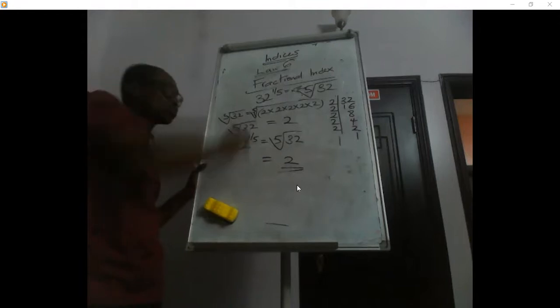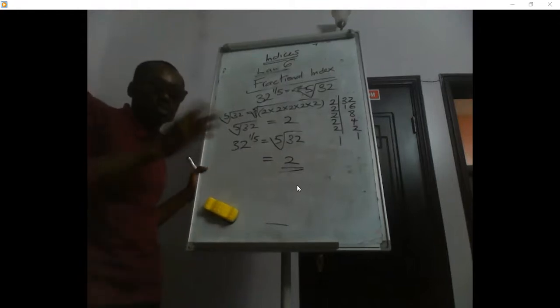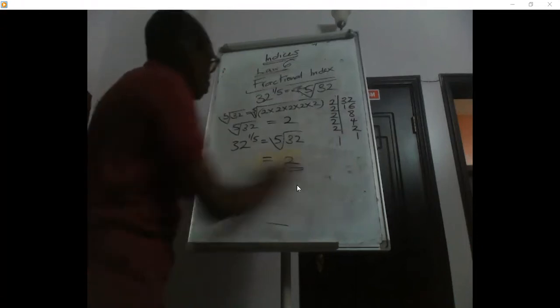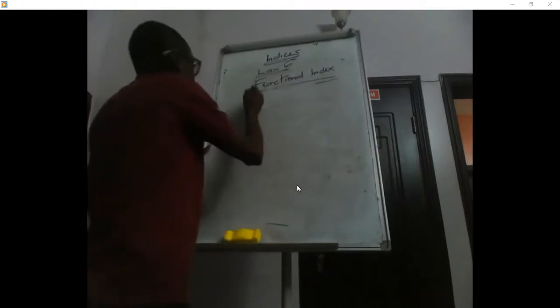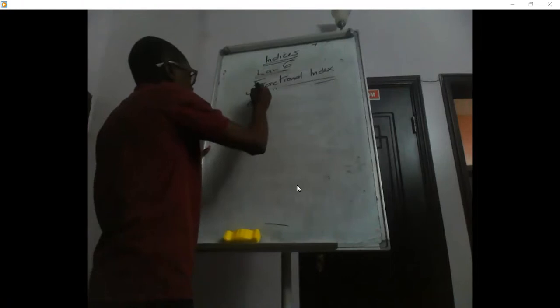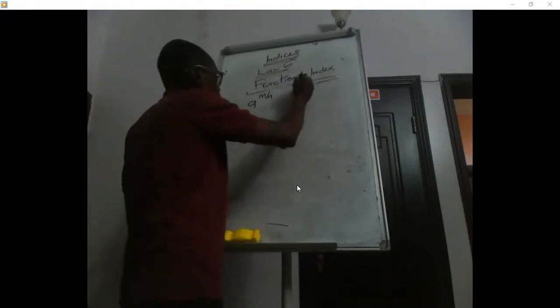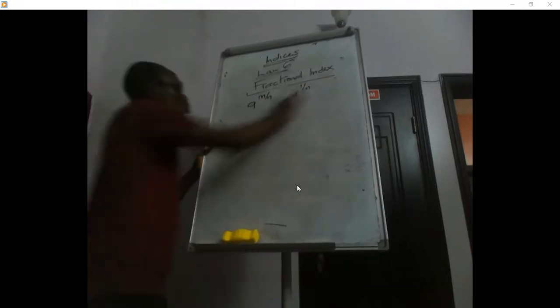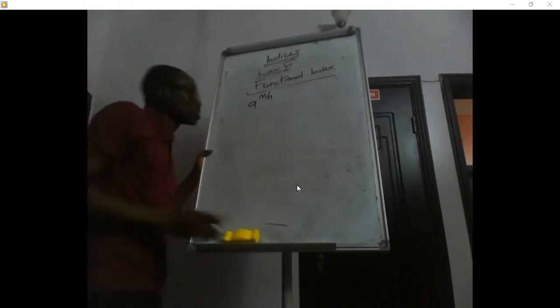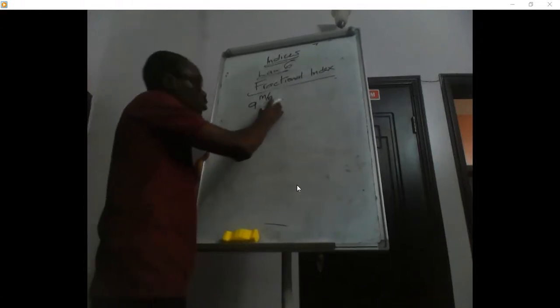How about when the numerator is not 1? We want to treat that case right now. Take for instance, when you have A raised to the power m over n. In this case, the numerator is not 1, unlike the case where we had A raised to the power 1 over n. These are two different things. So how do you simplify this? This can be simplified in two ways.